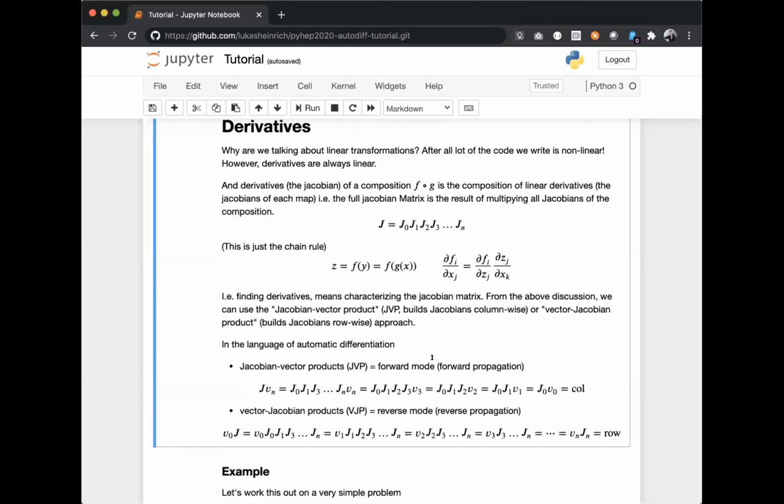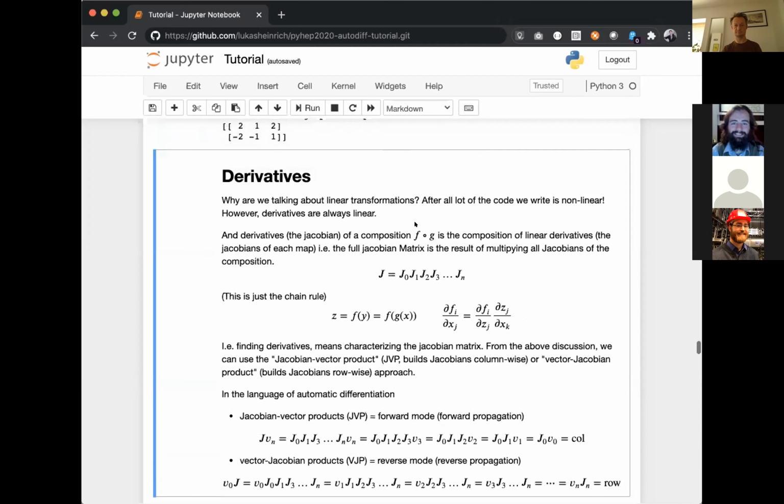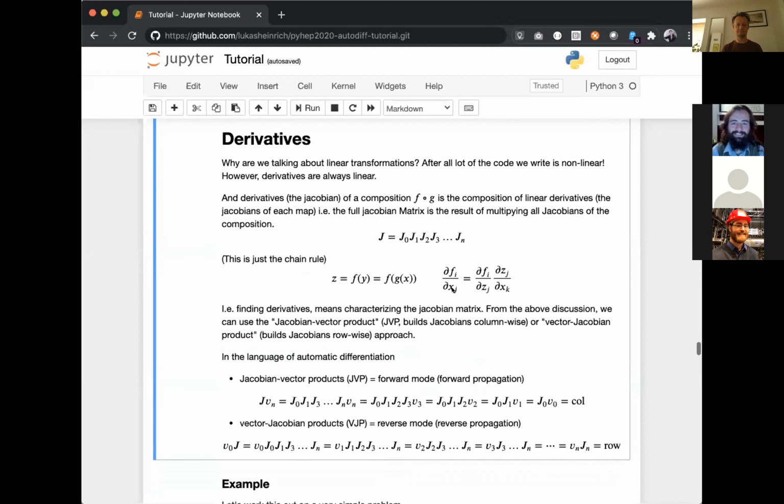And then crucially, the derivative of a composition of nonlinear functions is still the composition of linear derivatives. So this is nothing but the chain rule. And so if you have a complex series of function compositions, then in the end, the only thing that you need to do is to multiply together the Jacobians. And so if you have the series of Jacobians, you can then basically do the same trick.